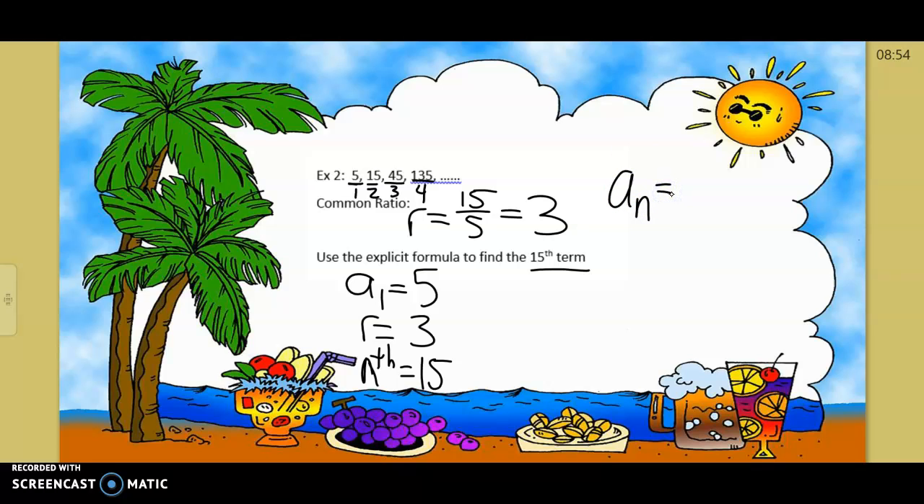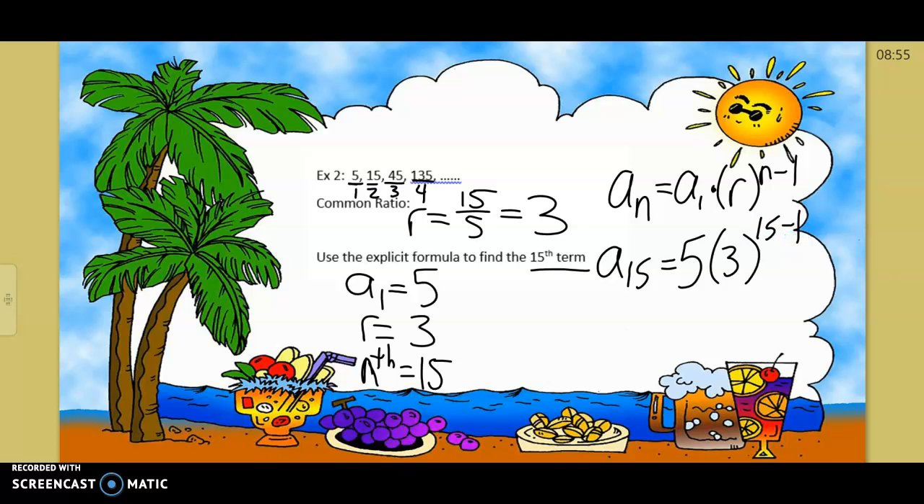An is equal to A1 times, or we can use parentheses, the r value, and we're going to do that one less than the number we're trying to find. So let's just take these values, because it was easy to come up with them, right? And just substitute them. Where you see the letter, replace it with the number. We're looking for the 15th number, so n is 15. A1, we're starting at 5. We're multiplying by 3, and we're going to have to do that one less than 15. So 15 minus 1.